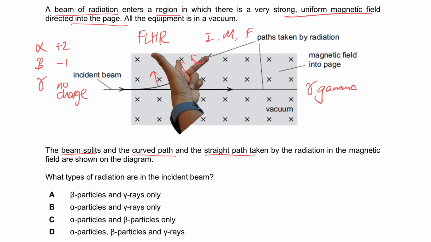Since conventional current is going this way, and conventional current is the direction in which a positive charge will take, this is a positive charge going this way. In other words, that will be your alpha particles. So the answer for this question will be B, alpha particles and gamma radiation.